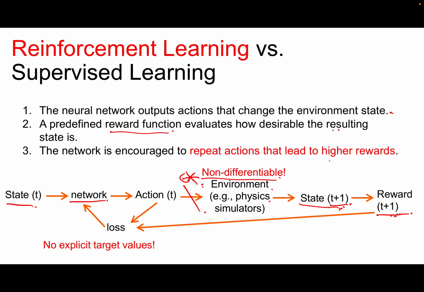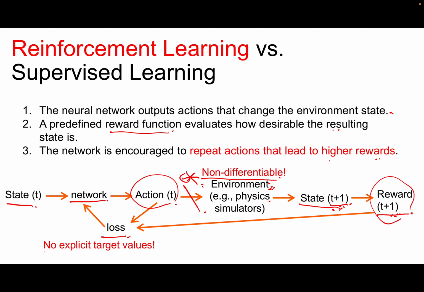And then how can we compute the loss function? Here is the loss function. We have the action from the network, and then we have the reward from the state, right? The state from the non-differentiable physics simulator. And then we can compute the action and reward pair, right? Which action makes a higher reward? We can compute such a thing after applying actions in the environment, right? And then we encourage the neural network to repeat actions that lead to a higher reward.